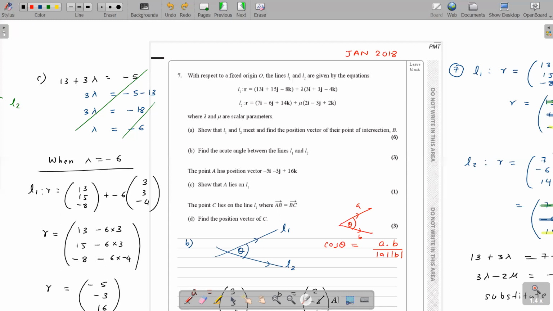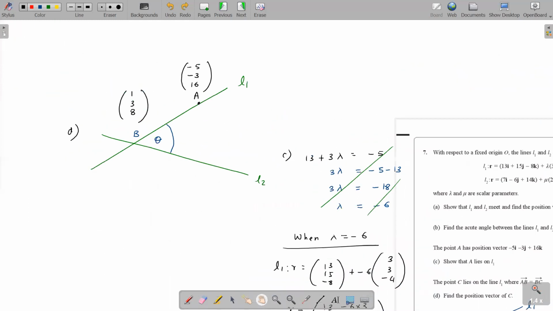Okay, so they say here point C lies on line 1 where AB, so I think you can see according to the way I have marked, AB is in this direction. So vector AB, they tell you, is equal to vector BC. And they tell you the point C is on line 1. You need to realize it's on the same line 1 and the directions are the same. So according to what I have drawn here, AB is in this direction, so BC is over here. Okay, so AB is equal to BC.